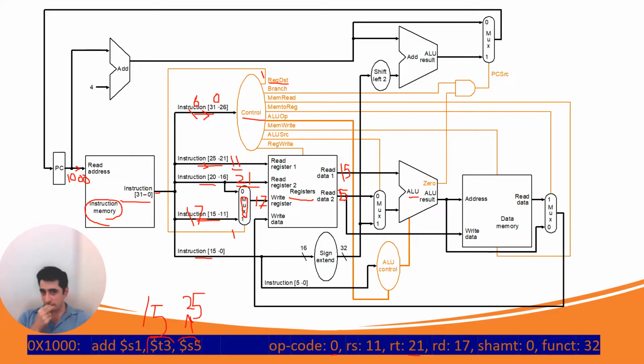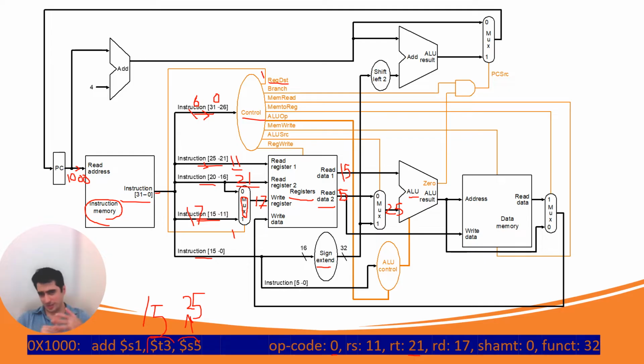15 is going to be given directly, but 25 is going to be given through this multiplexer. This multiplexer may choose between the read data 2 and the output of the sign extender. The sign extender output is only relevant if you want to do any I format instruction, like add immediate, or for example load word or store word.